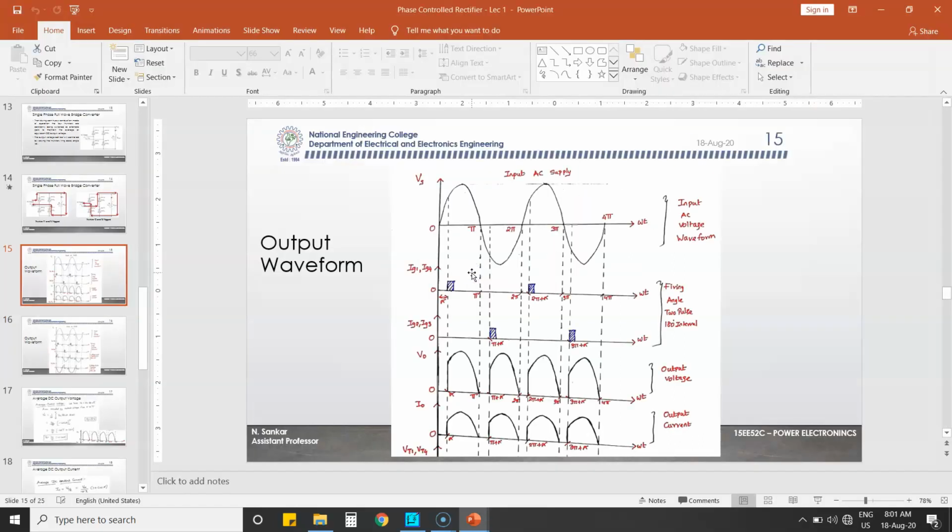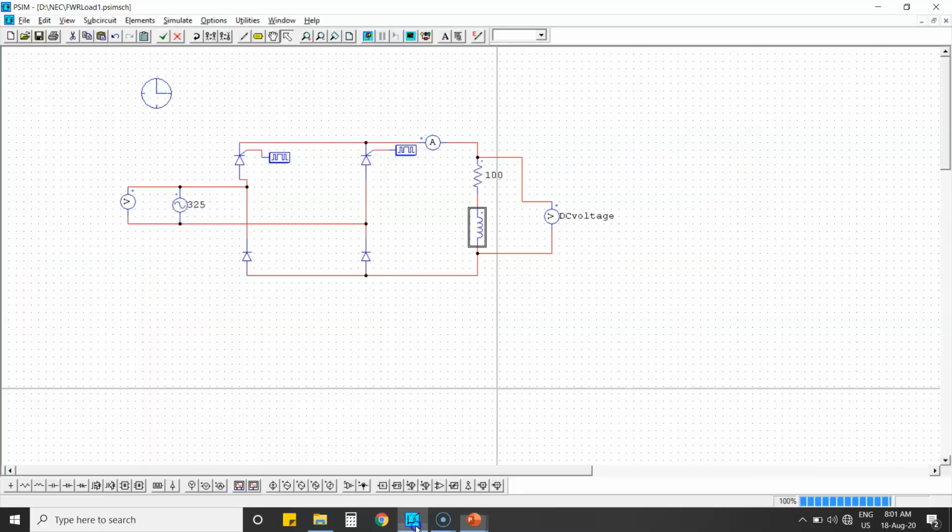So your single phase full control converter will act as both rectifier and inverter based on the firing angle provided. If the firing angle is less than 90, it will act as a rectifier; if it is greater than 90, it will act as an inverter. But there is no such provision for the semi-control converter. It will always act as a rectifier, whatever your firing angle.